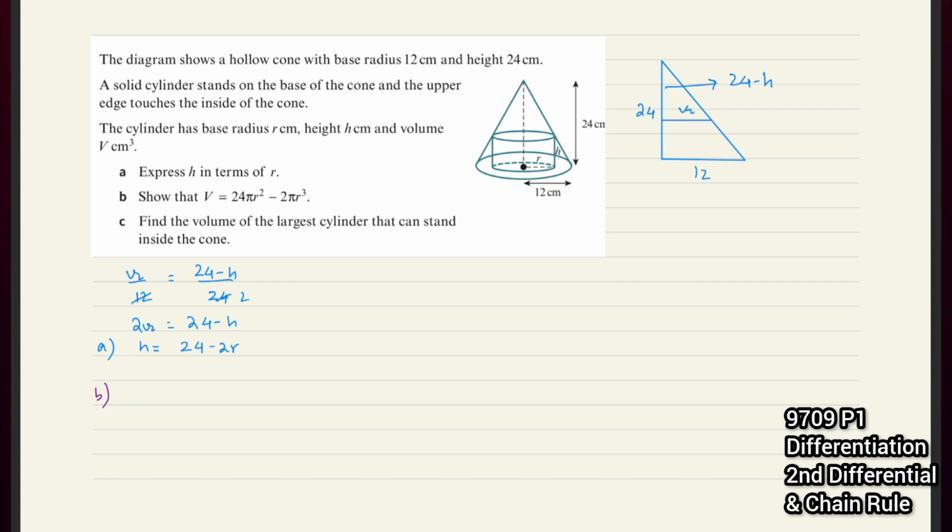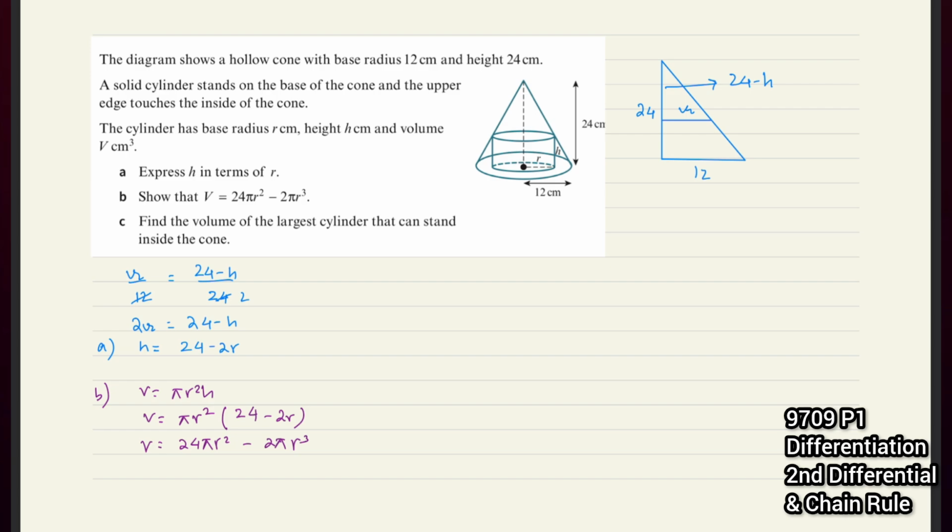Part B. Show that the volume of the cylinder in the cone is this. Volume is equal to pi r square h. Volume is equal to pi r square into 24 minus 2r. Volume is equal to 24 pi r square minus 2 pi r cube. Proven.